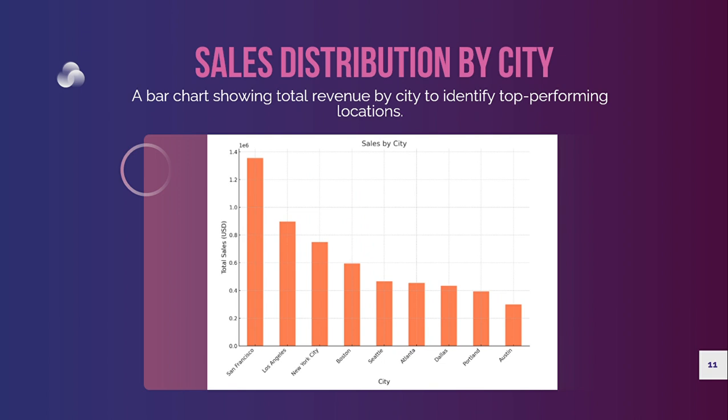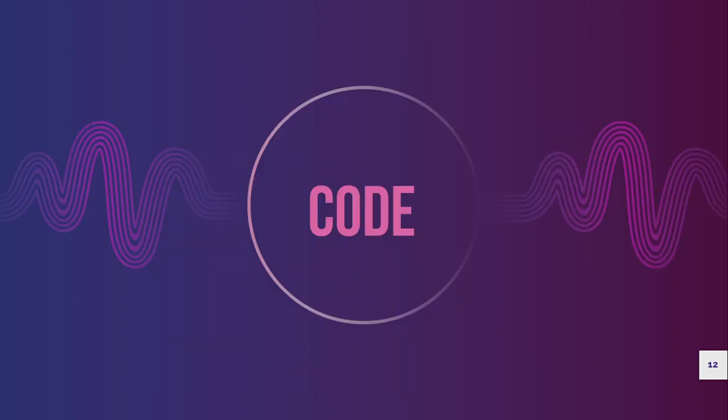Sales distribution by city. This bar chart represents the total revenue generated by each city. It highlights the top performing locations where the highest sales occur. Businesses can use this information to focus their marketing efforts in high performing cities and understand regional preferences better.